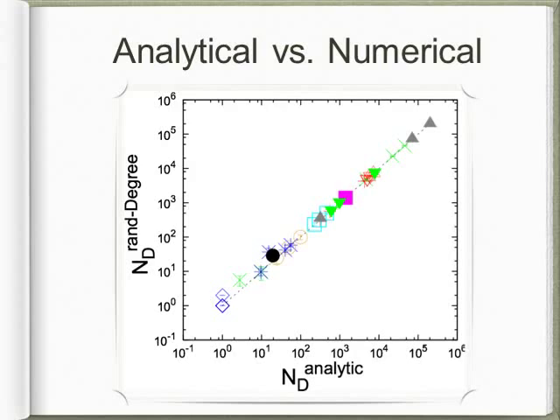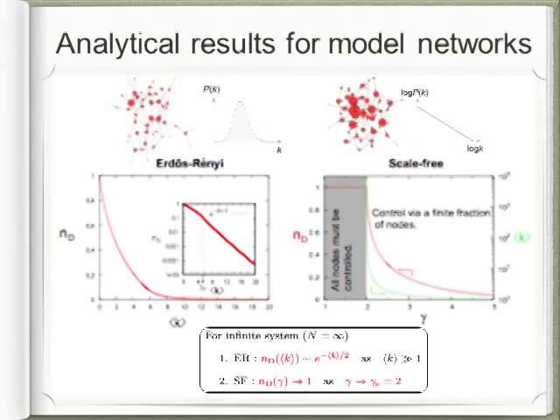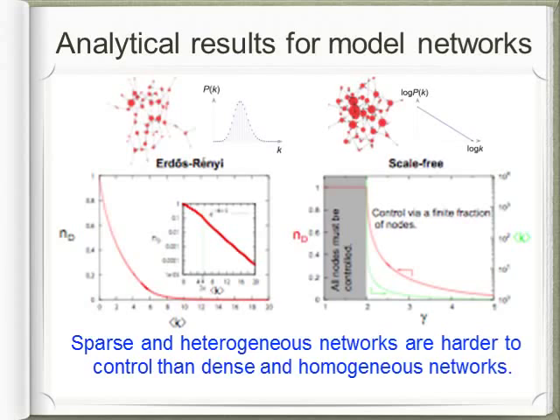And we can also derive results for infinitely large networks. So for example, for the Erdős-Rényi network, in the thermodynamic limit, you can derive the fraction of driver nodes, which decays exponentially. For the purely scale-free networks with only one parameter gamma, you can derive ND as a function of gamma. And you see that ND approaches one when gamma approaches two, in the sense that you have to control almost all the nodes for a purely scale-free network with a very small degree exponent. So those results suggest that sparse and heterogeneous networks are harder to control than dense and homogeneous networks.